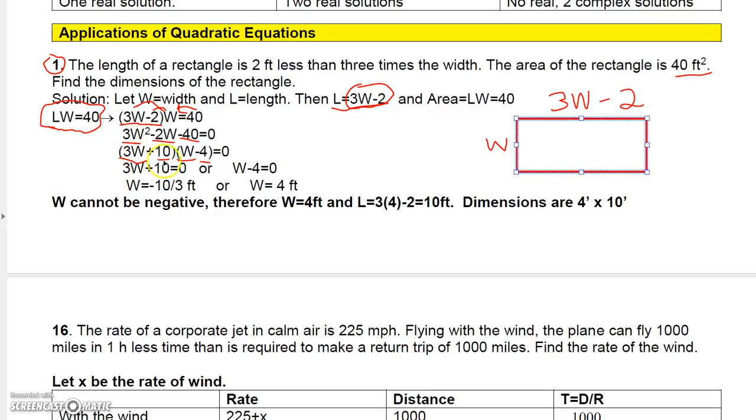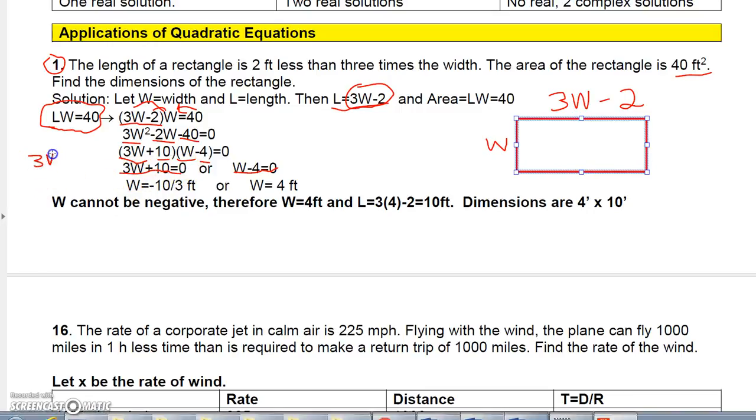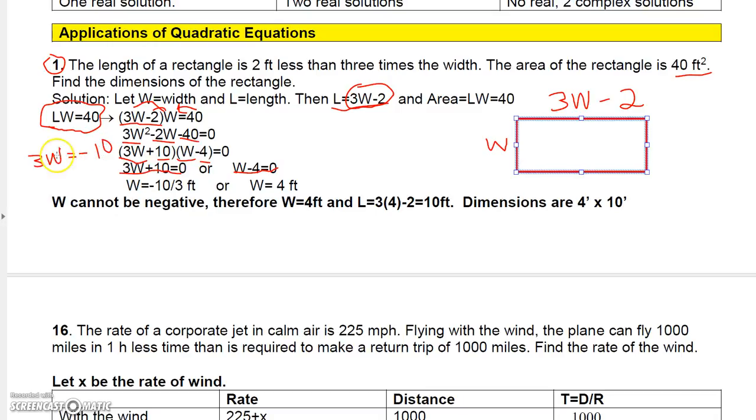Now, the zero factor property tells me that for this product to equal 0, either the first factor, 3W plus 10, must equal 0, or the second factor, W minus 4, must equal 0. Well, if I set 3W plus 10 equal to 0 and solve it, then of course I would get 3W equals negative 10. And then when I divide both sides by 3, I get W equals negative 10/3. Well, it doesn't make much sense for W, for the width of a rectangle, to be negative, so let's throw that one away, okay? And let's go to this one.